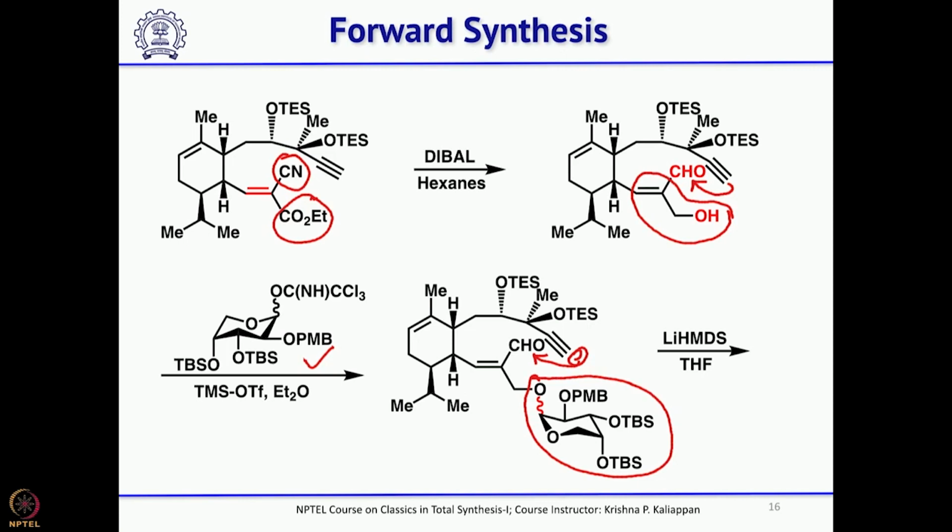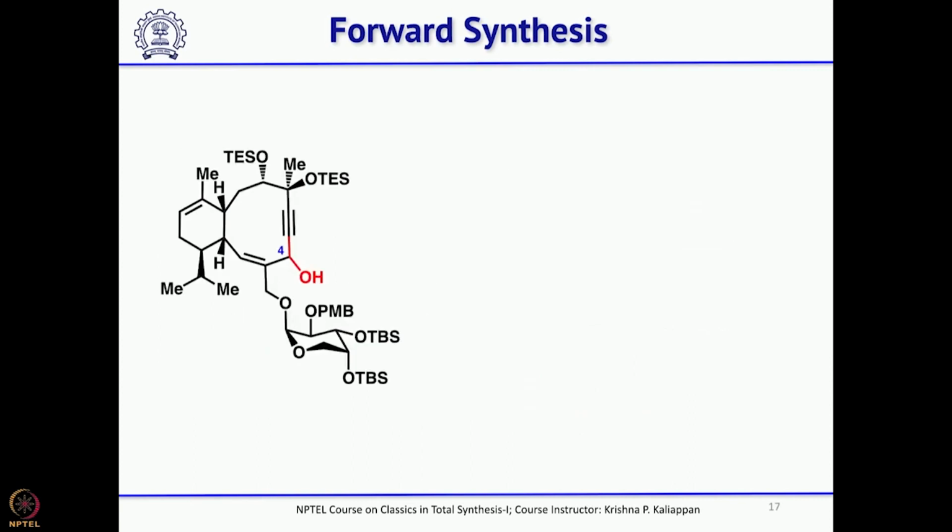So, when you take lithium hexamethyldisilazide, it generates the acetylide, and under dilute conditions the acetylide intramolecularly adds to the aldehyde to form the corresponding allylic alcohol. Okay. So, now what we have done, we have started with the A ring, we have attached the sugar unit, and we also made a joint BC ring.